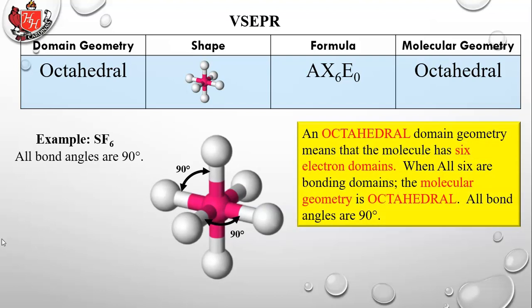An octahedral domain geometry means that the molecule has 6 electron domains. When all 6 are bonding domains, the molecular geometry is also octahedral. All of the bond angles you see here are 90 degrees between each of those. So this is sulfur hexafluoride, and all bond angles are 90 degrees.